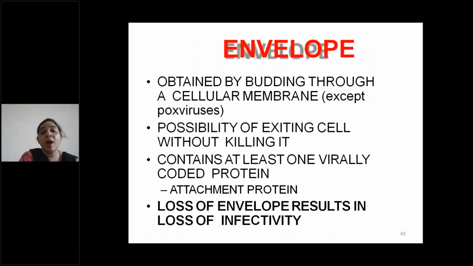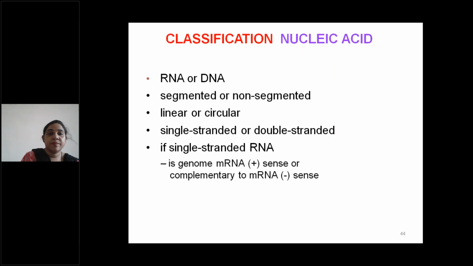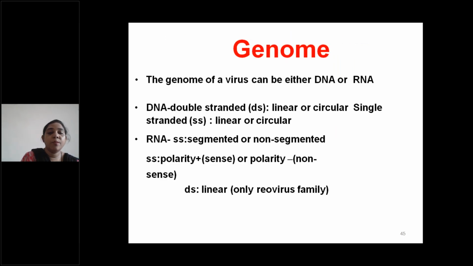From where does the virus obtain an envelope? Envelope is obtained by budding through a cellular membrane, except in pox viruses. Possibility of exiting the cell without killing it. And it contains at least one virally coded protein. Loss of envelope usually results in loss of infectivity. Classification of genome, that is either DNA or RNA.